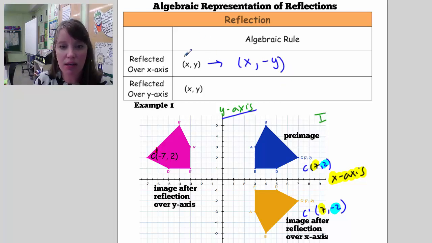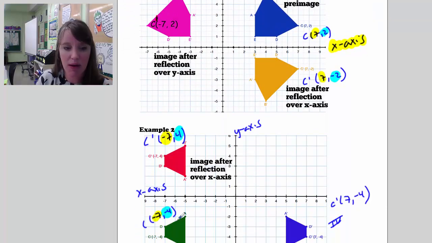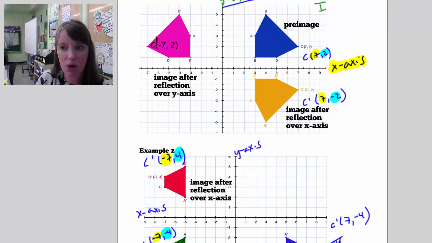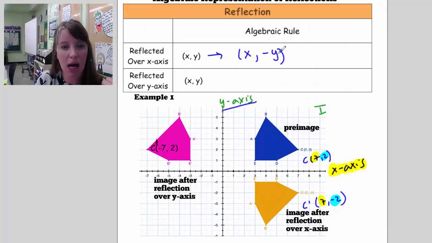Now, this rule doesn't say that if x is positive, it becomes negative. It says that if y is positive, then y becomes negative. It says wherever y begins, whether y begins its life as a positive coordinate or, like in the second example, if y begins its life as a negative coordinate, whatever it was originally, it becomes its opposite.